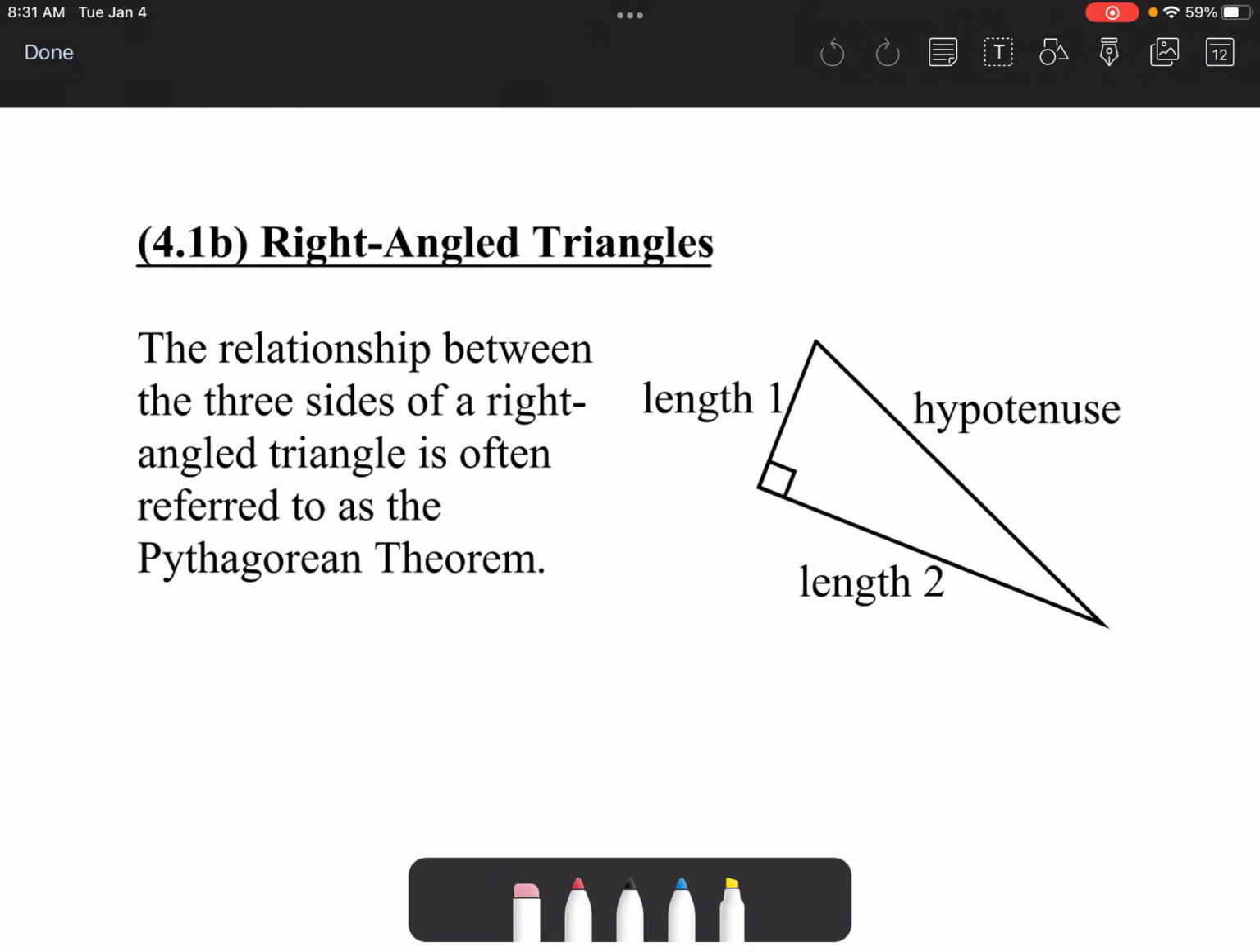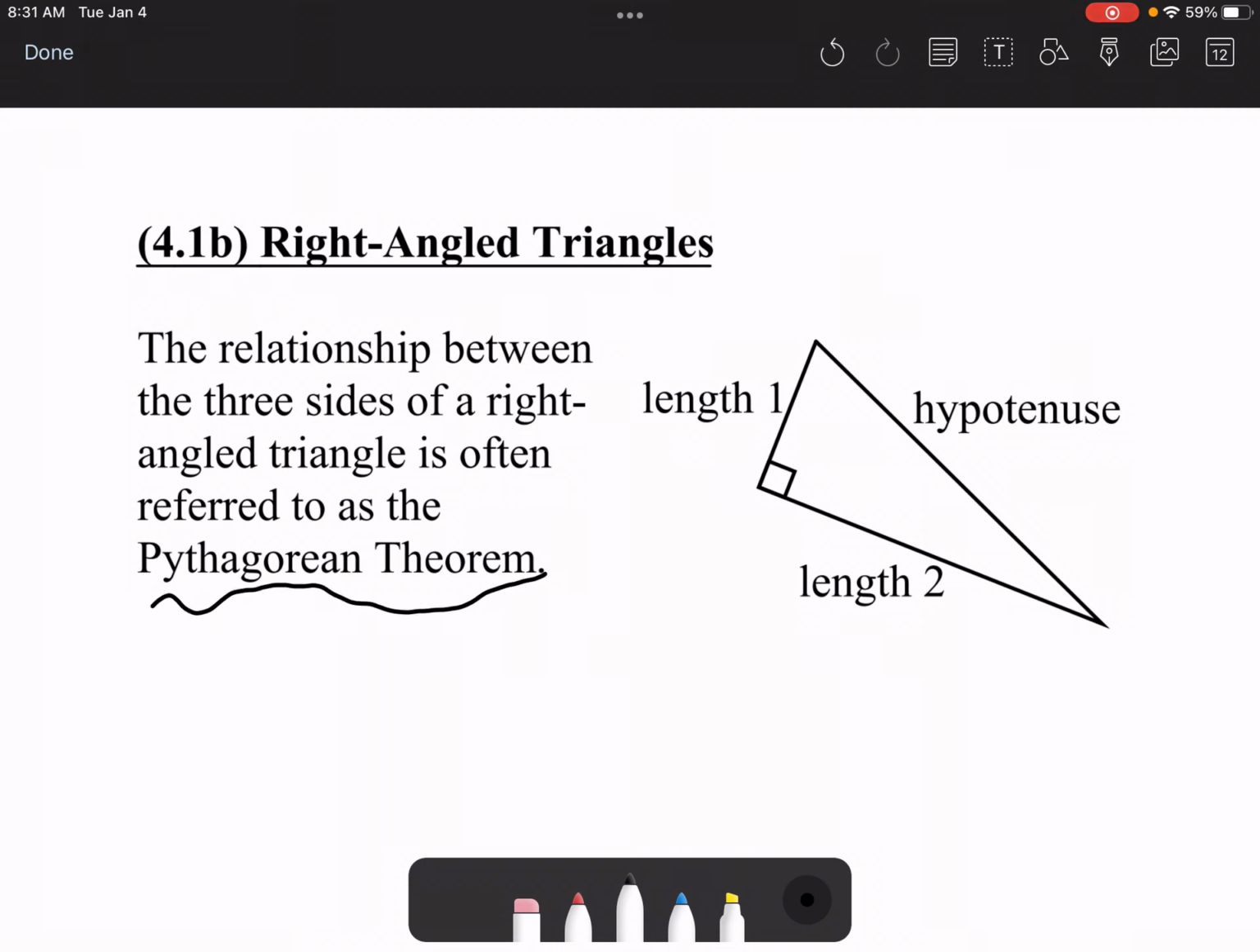Hello and welcome to lesson 4.1b, right angled triangles. So first off, we're going to take a look at the relationship found in a right angled triangle. That relationship is often referred to as the Pythagorean Theorem.